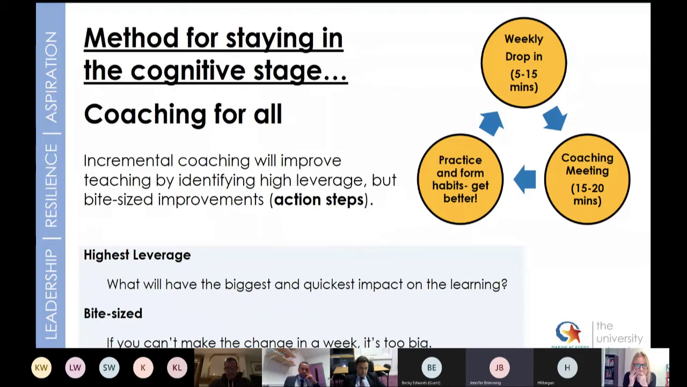We have a weekly drop-in, and we don't tell people when that's going to be, because our culture is that we have a completely open door policy and anybody can walk into any lesson anytime they like and give each other feedback. After the drop-in, we choose one very small action step, what we call the highest leverage action step, and the coach will then have a meeting with them for about 20 minutes where they will practice that. I think that's the biggest difference. We have a huge emphasis on practicing that action step.